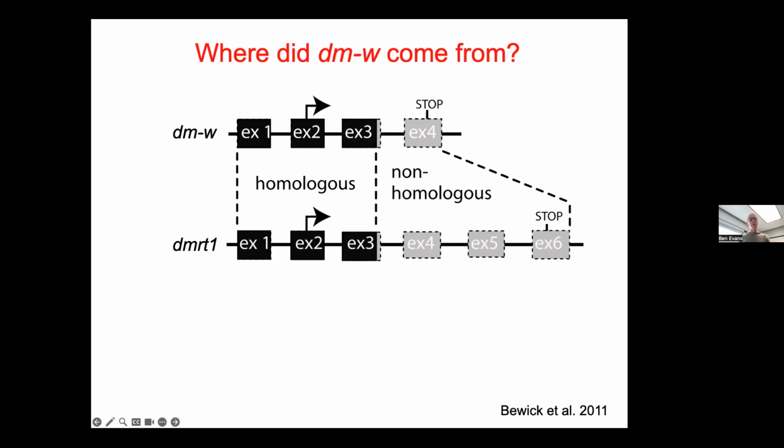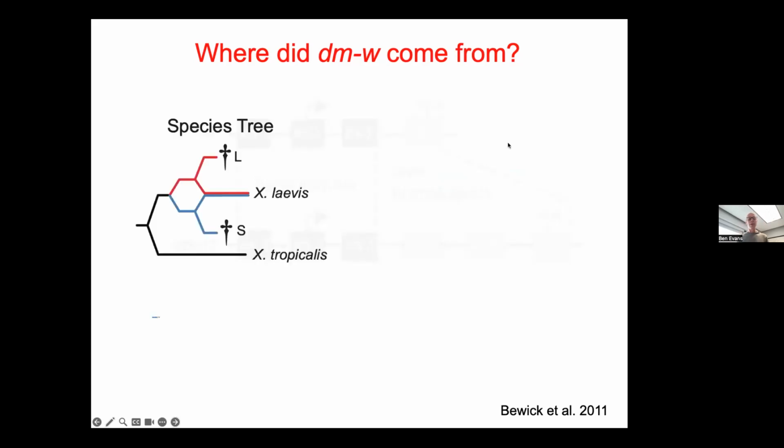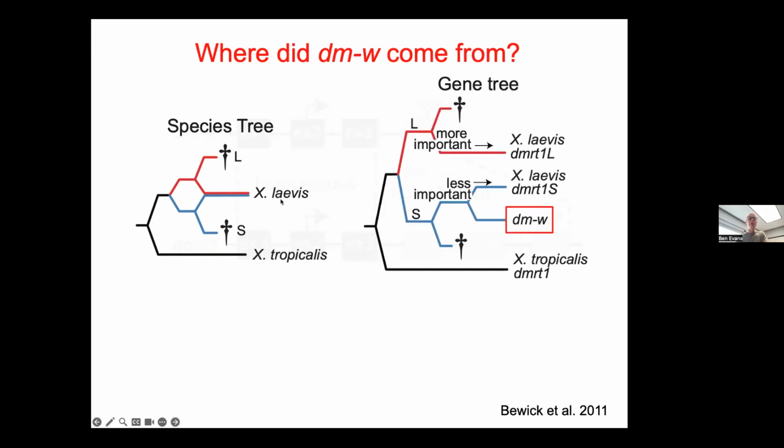I said that it arose through partial duplication of DMRT1, but it turns out that we know more than that. So we can look at the species tree of Xenopus laevis. We have a diploid outgroup. There were two diploid ancestors that I've got depicted here with red and blue. They underwent a process called allopolyploidization, where their complete diploid genomes were fused into a tetraploid ancestor that gave rise to Xenopus laevis. And so that's why we have these two genes in Xenopus laevis, DMRT1L and S.